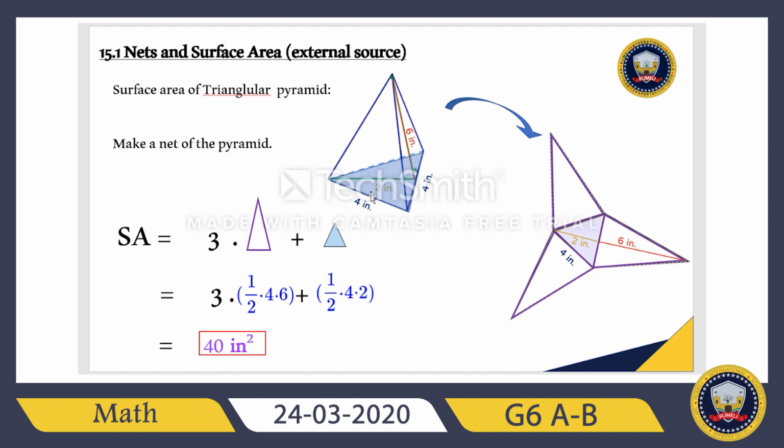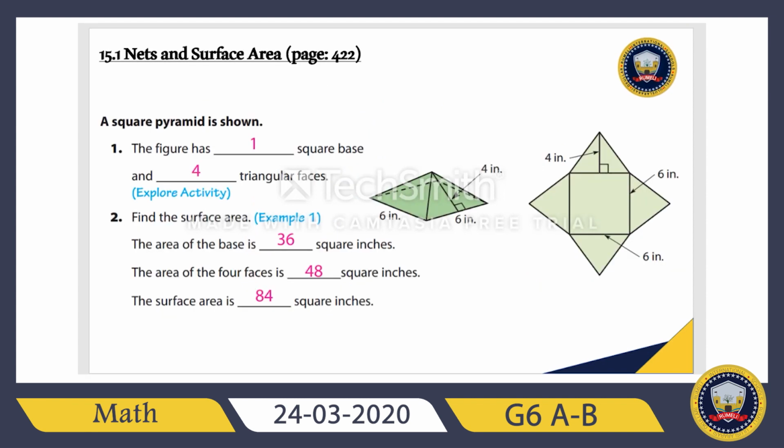So we have several types of pyramids as we've seen in the last slides. All right, let's do another practice. We have here a square pyramid. Again, we call the pyramid by the shape of its base. If it's square, then we say this is a square pyramid. So it has one square base that you can see here, and it has 4 triangular faces.